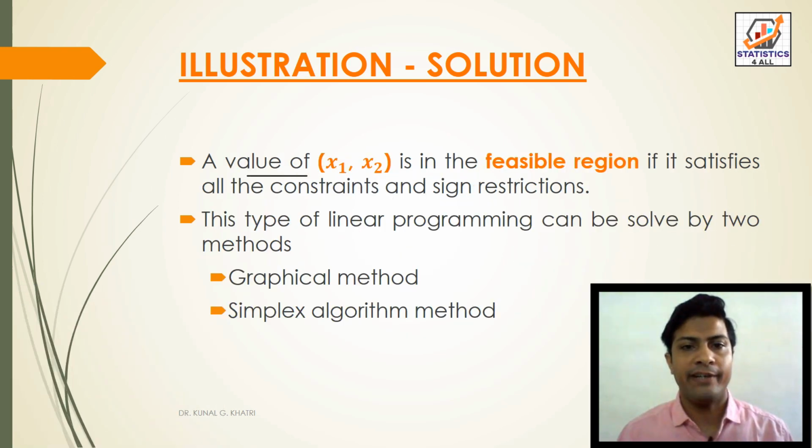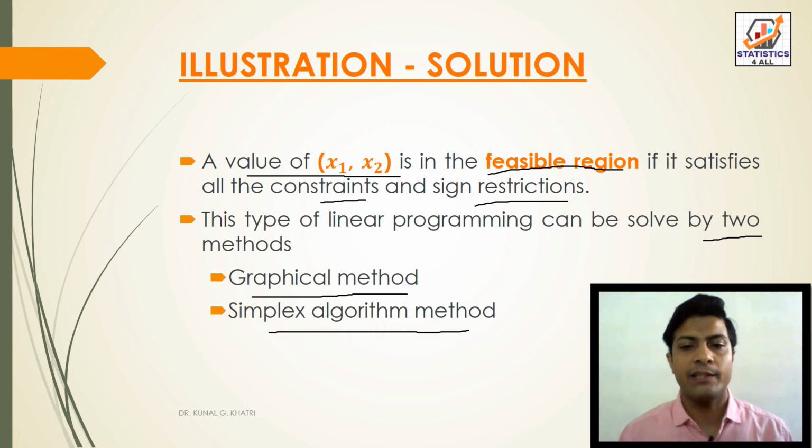A value of x1 and x2 is in the feasible region if it satisfies all the constraints and sign restrictions. This type of linear programming problem can be solved by two methods. First is the graphical method and second is the simplex algorithm method.